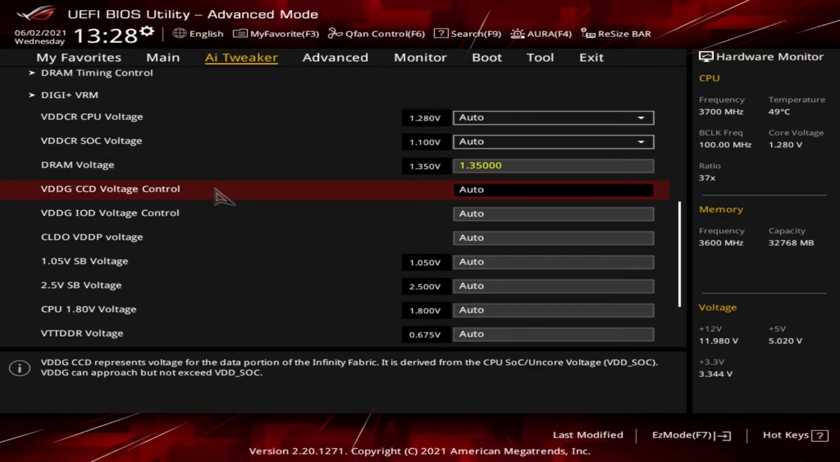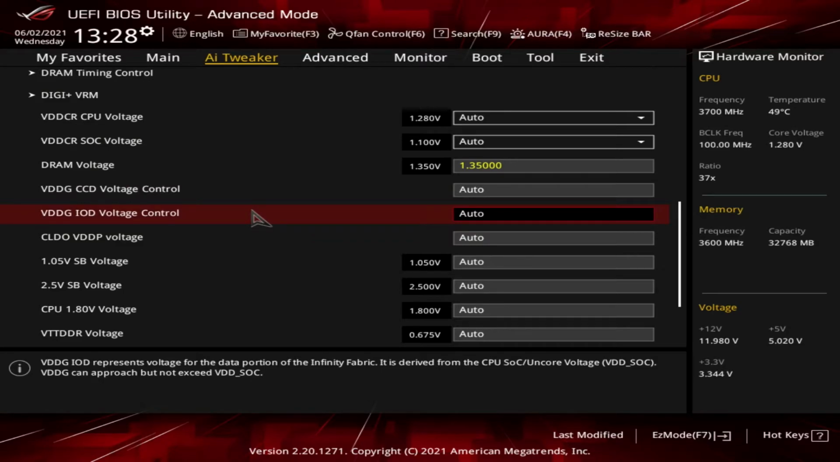Next, we got the Vddg CCD voltage control. This supplies voltage to the Infinity Fabric, and you would adjust this to provide additional stability to the F-clock, which is controlled by the Infinity Fabric. CCD supplies voltage for the Infinity Fabric links between any CCXs that would be on a CCD. Then you got the Vddg IOD voltage control. This also supplies voltage to the Infinity Fabric. IOD supplies voltage for the Infinity Fabric link between the IO die and the CCD.